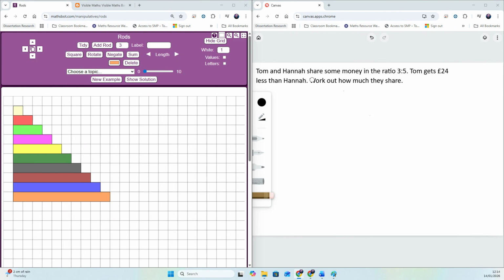And so here we've got a problem. Tom and Hannah share some money in the ratio 3-5. Tom gets £24 less than Hannah. Work out how much they share. And if we're going to look at this ratio 3-5, a very typical representation for looking at a ratio like this is to use a bar model.